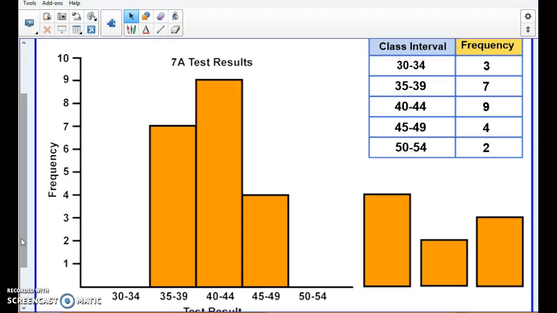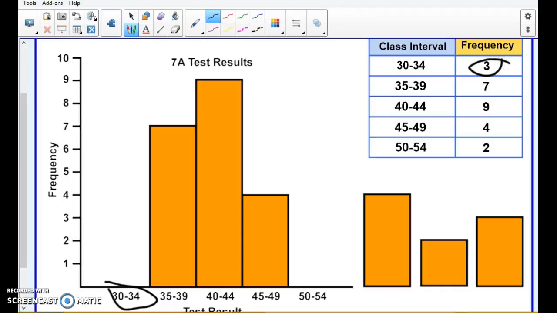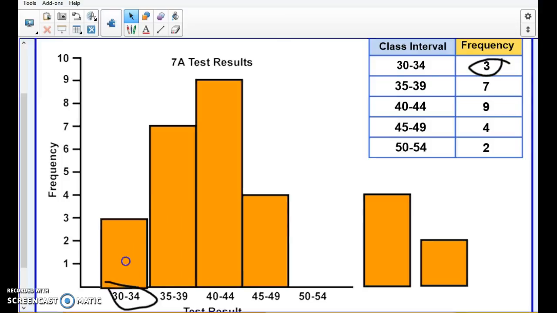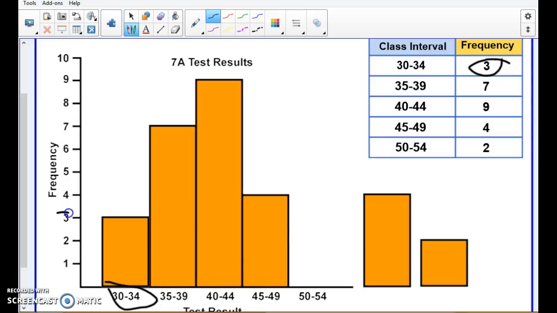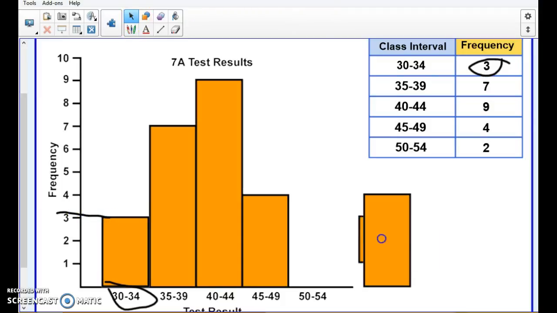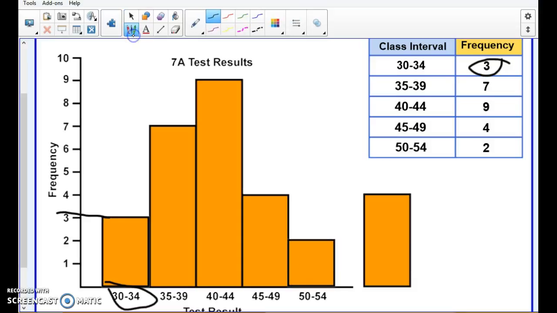Okay, but now we need to put in the missing numbers. So we have 30 to 34 is what we're trying to fill in here. 30 to 34 had 3. So I'm going to see which one of these graphs left us with 3, and it was that one. Puts us right even with 3 there. Okay, 50 to 54 had 2. Well, I know it needs to be smaller than 3. It's going to be this one. It goes about even with 2 then. No, that wasn't a straight line.